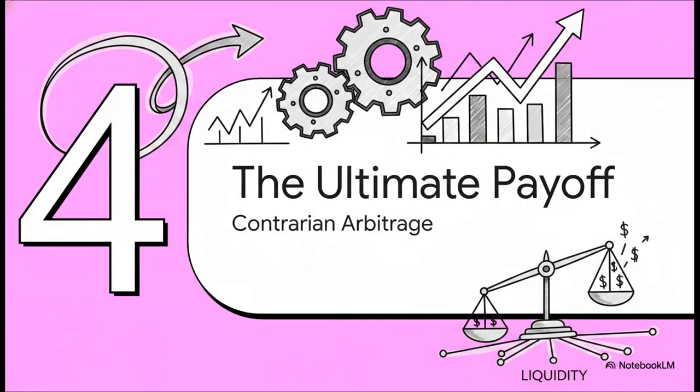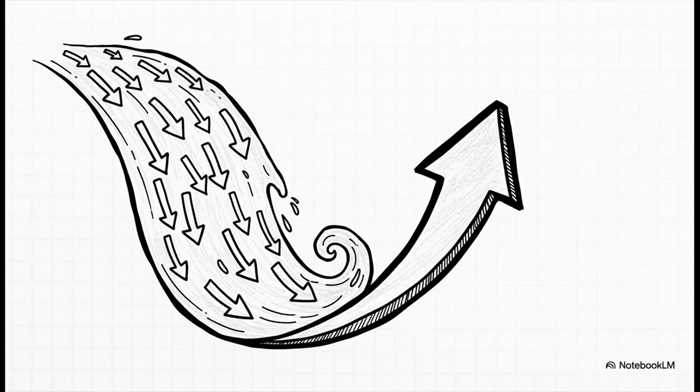So how do we actually exploit this highly engineered asymmetry? Section 4, the ultimate payoff, contrarian liquidity arbitrage. Here is the core thesis, the contrarian fade. You absolutely do not ride the retail momentum. Instead, you fade it precisely at the moment the algorithm flushes the system.